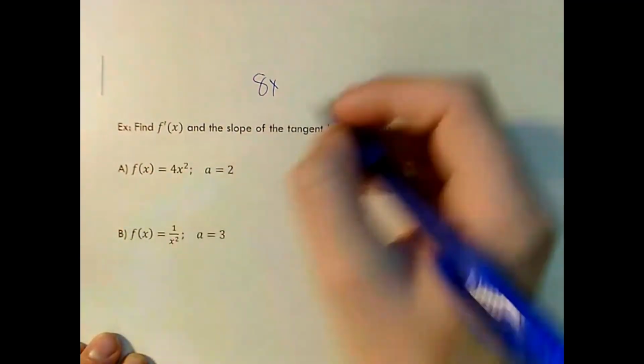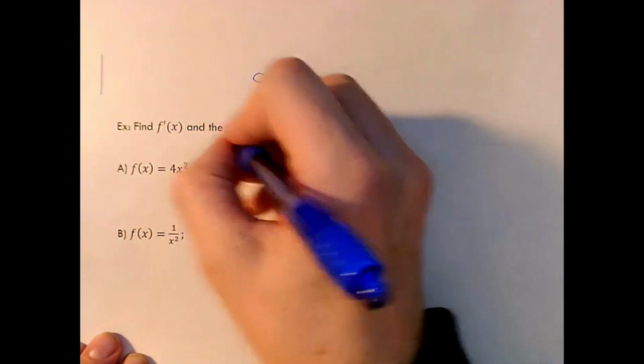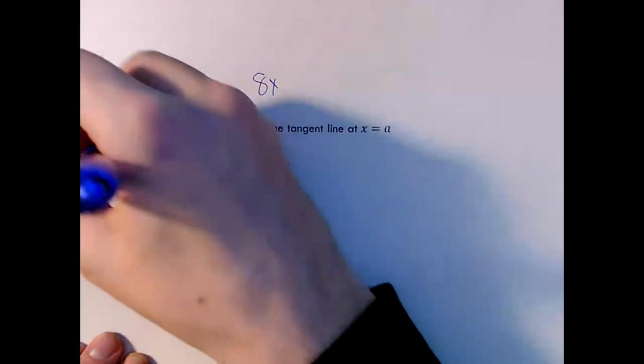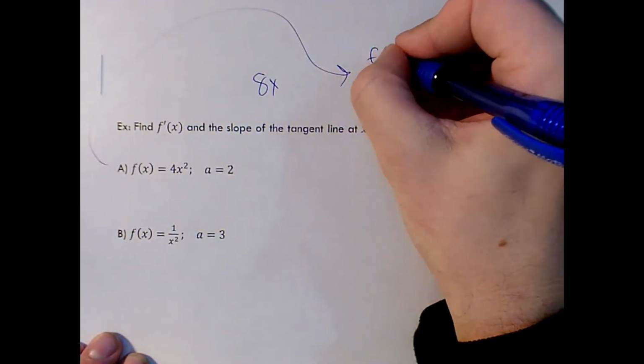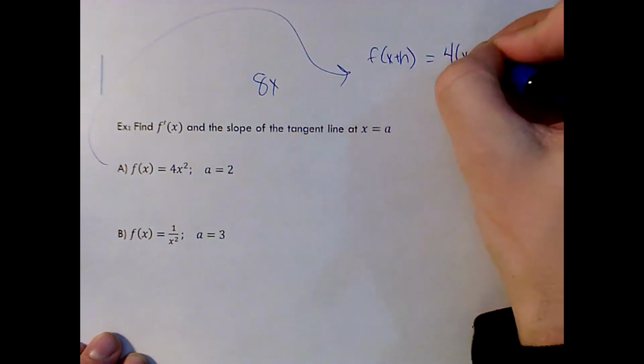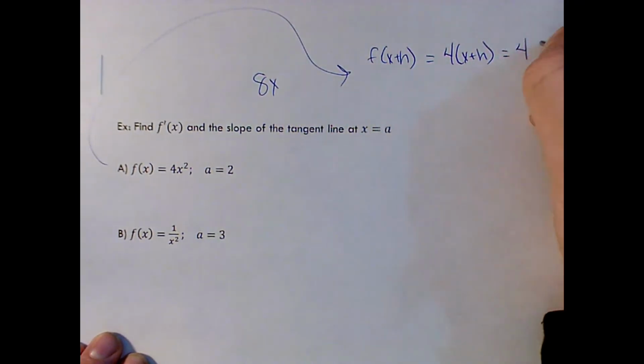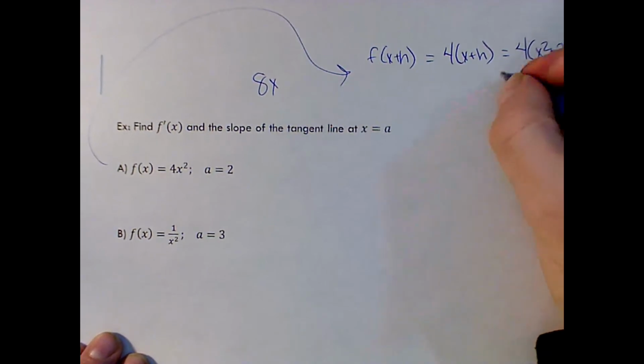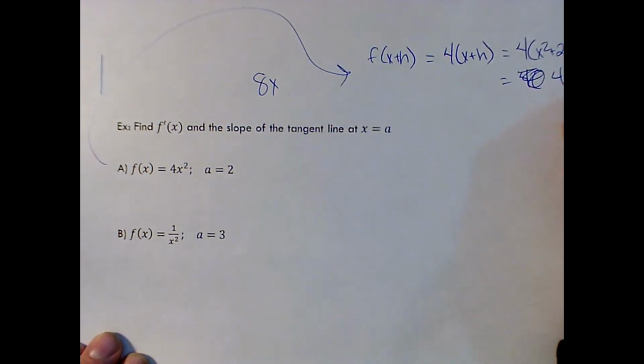The limit as h approaches 0 of f of x plus h. You know what I forgot to do? I never found f of x plus h. So let's do that up here where I have the space. This f of x plus h is the same as 4 times x plus h squared, which is the same as 4 times x squared plus 2xh plus h squared. I really should use pencil. That turns into 4 times, oh my gosh, 4x squared plus 8xh plus 4h squared.